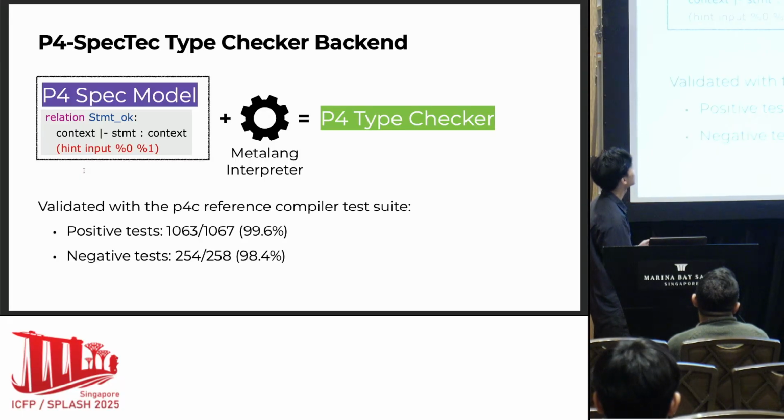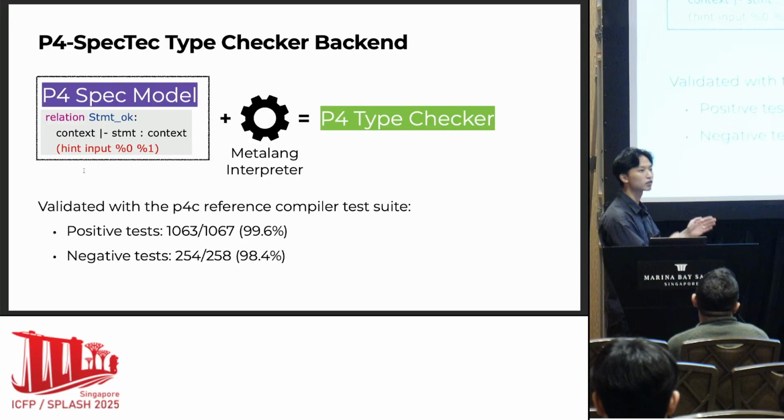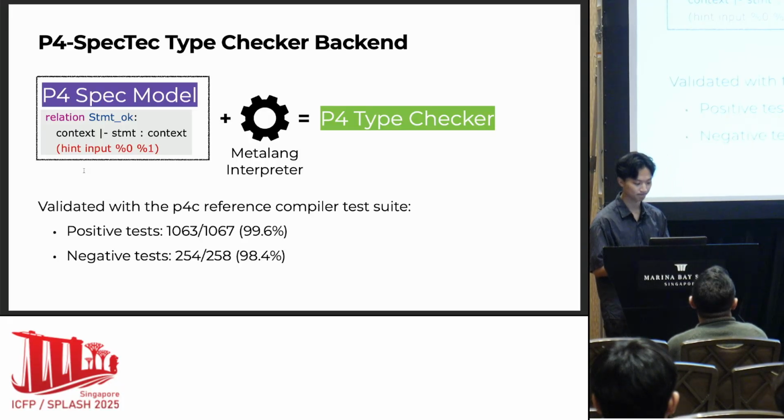We validated our type checker backend with existing tests in the P4C reference compiler. For the positive tests, checking that well-typed programs are accepted, it passes more than 99%. And on the flip side, for the negative tests, checking that ill-typed programs are rejected, it passes more than 98%.